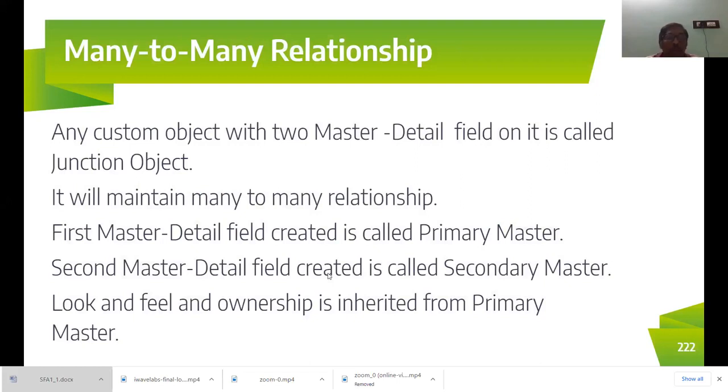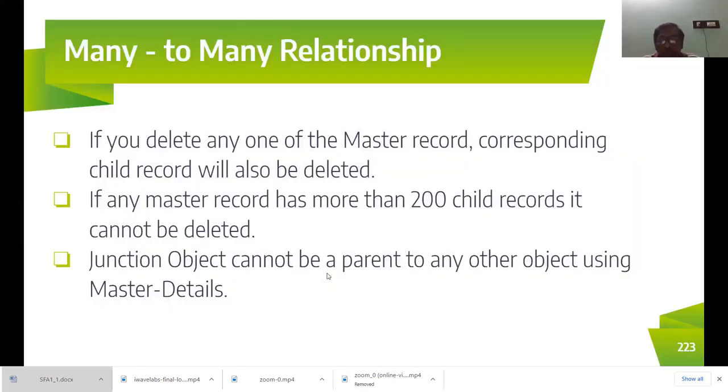Got it? So look and feel and ownership are inherited from the primary master but not from the secondary master. Whatever is inherited is inherited only from the primary master. If you try to delete any one of the master records, the corresponding child records will also be deleted, whether from the primary master or the secondary master. If any master record has more than 200 child records, it cannot be deleted.